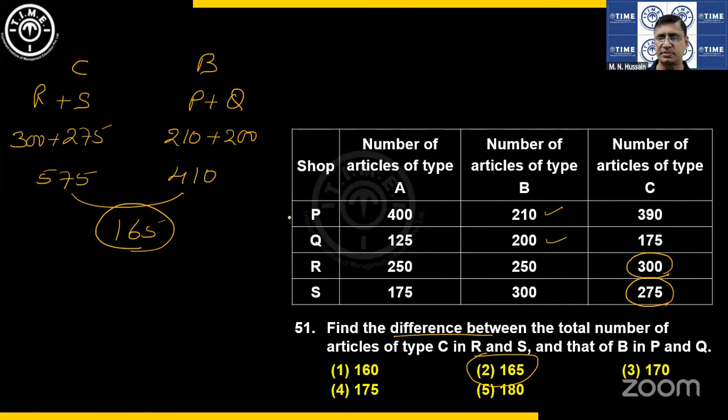575 minus 410, that is 165. Answer choice is 2, second option. Okay. Now look at next example on your screen.